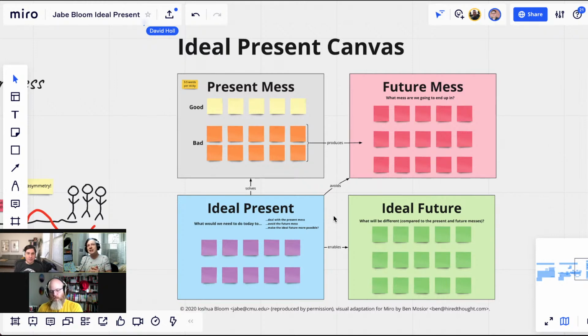How would we ideally act today if we wanted to solve present problems, avoid future messes, and start paving the way towards an ideal future? So that's my really naive explanation of the ideal present canvas, because I am not a process philosopher. But Jabe, fill in the blanks for me. What did I get not quite right that you would like to dig into a little bit more about the way that this works with time and the way that it works with action in the present? Yeah.